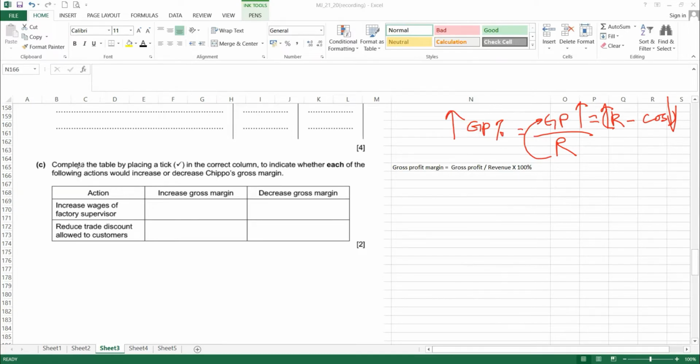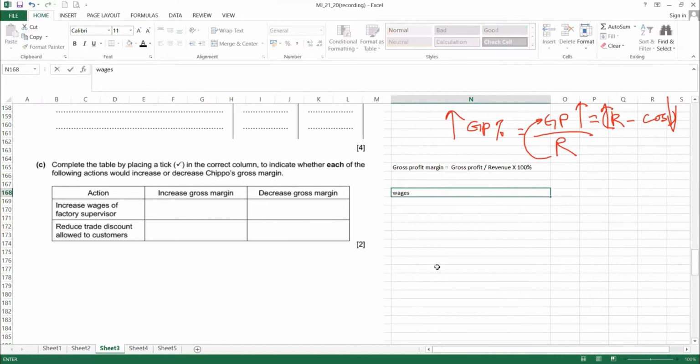Okay, now look into this question. Increase wages of factory supervisor. So we talk about this one first. Number one. Wages of supervisor increase. Where is the section of the supervisor? Factory overhead.